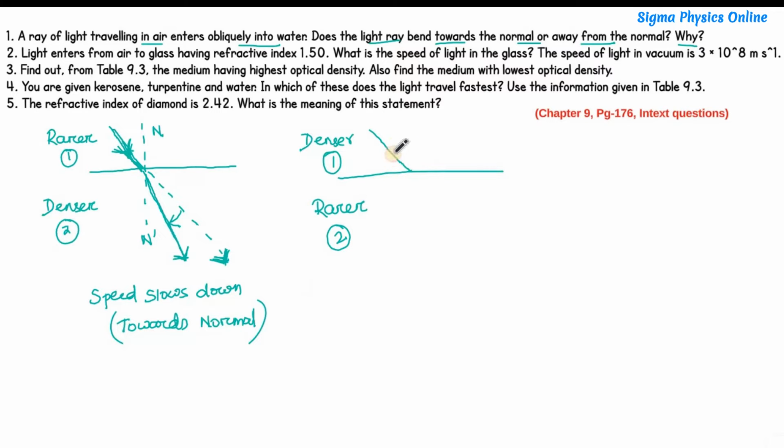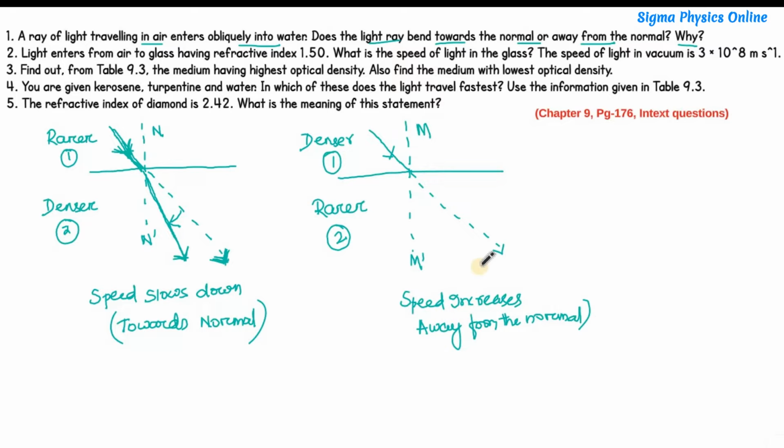Now let a light ray be incident obliquely, and at this point let again M dash be the normal. Now the light ray is traveling from a denser to a rarer medium. So when light is traveling from a denser medium to a rarer medium, when it enters the rarer medium, its speed increases. So this was the initial path in which the light ray was supposed to go, and its speed increases in the rarer medium and it bends away from the normal.